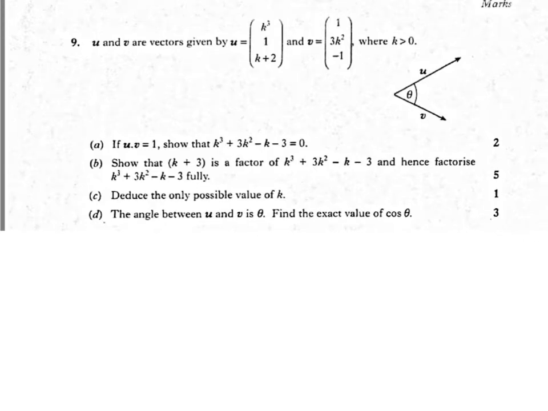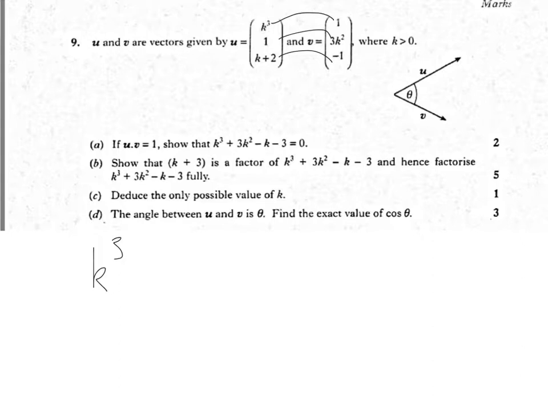u and v are vectors given by u = (k cubed, 1, k + 2) and v = (1, 3k squared, -1). If u dot v equals 1, show that k cubed + 3k squared - k - 3 is equal to 0. So u dot v is a scalar product, so the component form is that times that plus that times that plus that times that, and we're saying that's equal to 1.